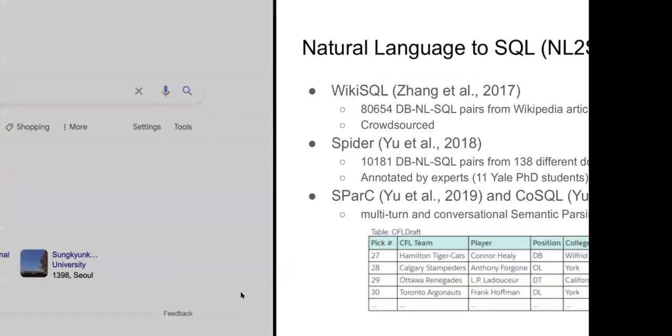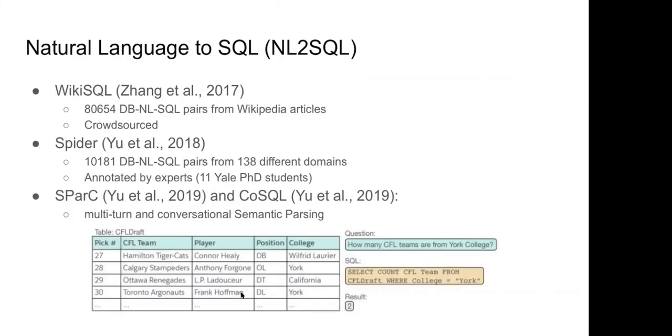Okay, another example is natural language to SQL. So it's a bit more complicated because now your target logical form is not just simple entity/property, but something like the SQL query here. Select count CFL team from some table where college equals New York. And in fact, SQL is probably the most common way to store data. So it makes sense that we want to formulate many problems into natural language to SQL instead of other logical forms. But it was relatively recent that people really delved into the NL to SQL problem.